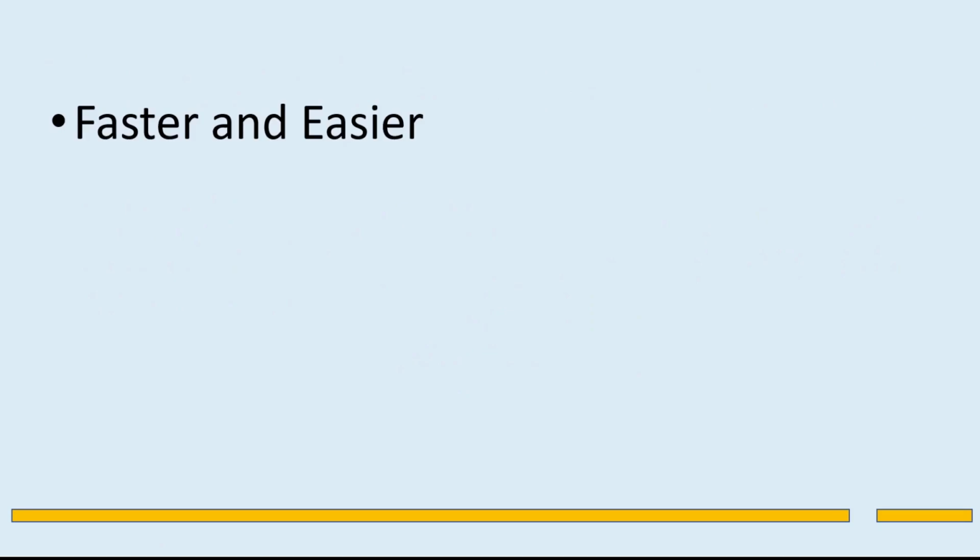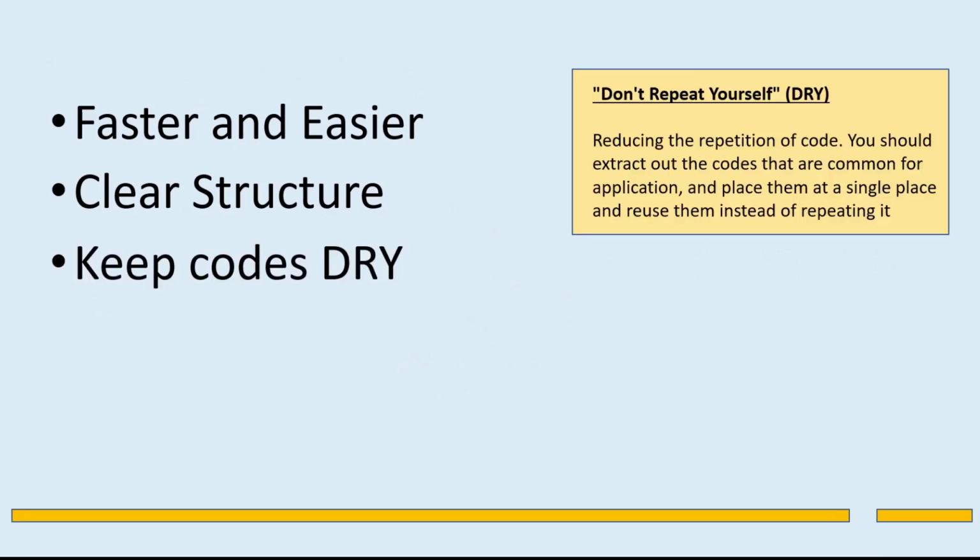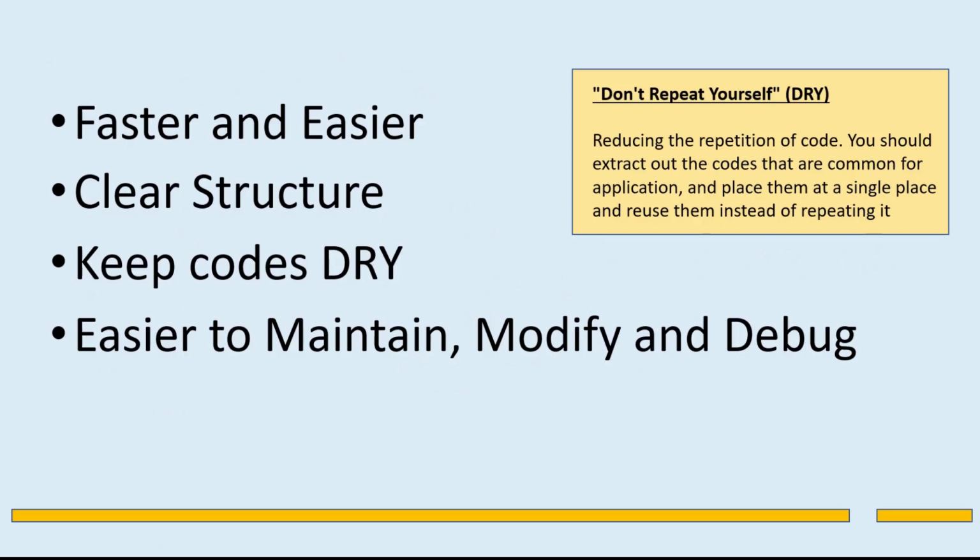OOP is faster and easier to execute. OOP provides a clear structure for the programs. OOP helps to keep the Java code DRY and makes the code easier to maintain, modify, and debug. OOP also makes it possible to create a fully reusable application with less code and shorter development time.